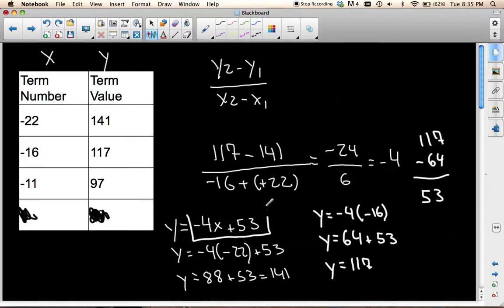That's how we figure out the slope, guys. So that's for a slope when we have a term value at 0 and when we do not have a term value at 0. So I hope this helps you guys figure out how to solve slope.